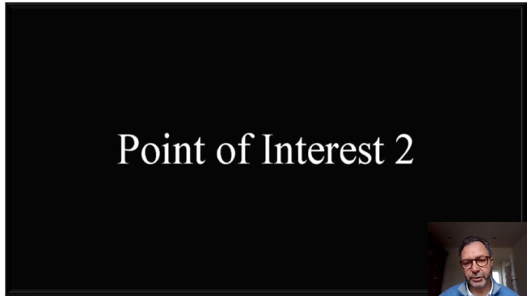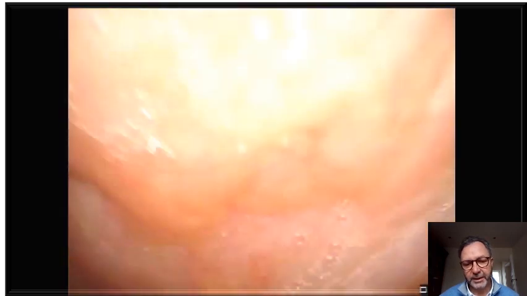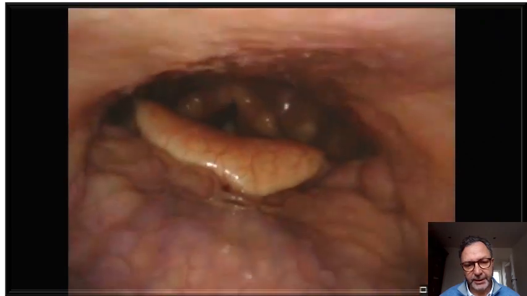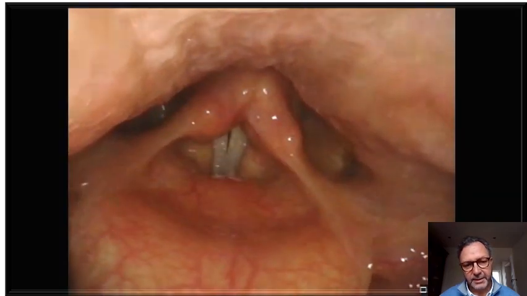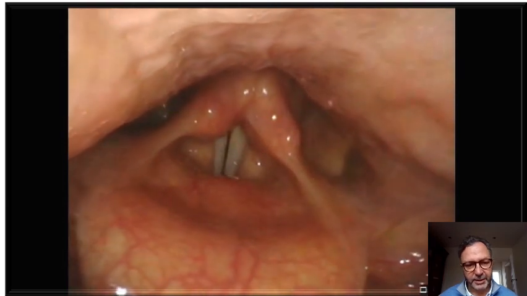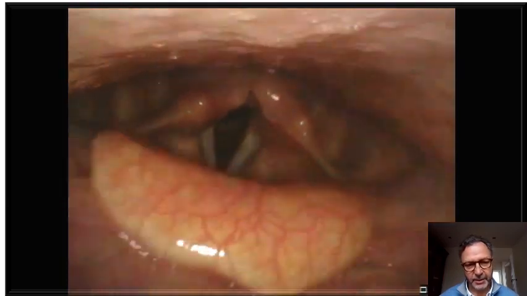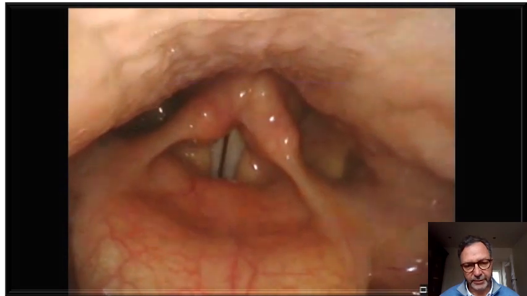At point of interest number 2, you will assess the mobility. So we are going to the point of interest number 2. You will assess the mobility of both vocal folds and the symmetry of both piriform sinuses. So this is done here. In this case, we did a small stroboscopy within the same examination.